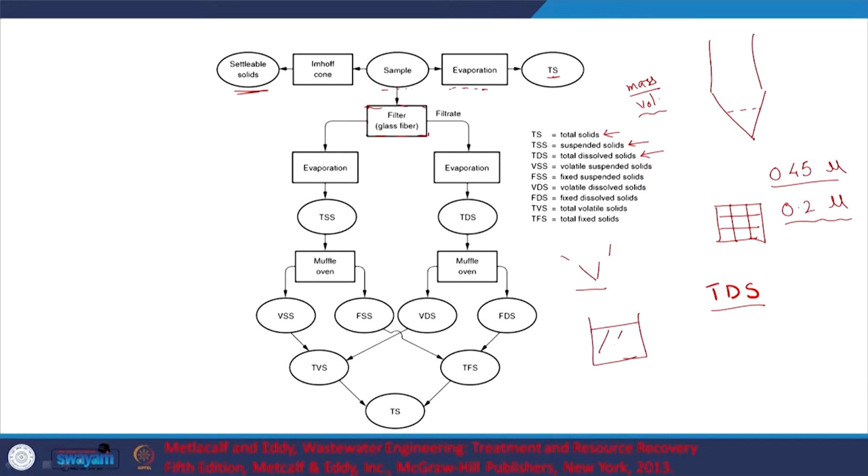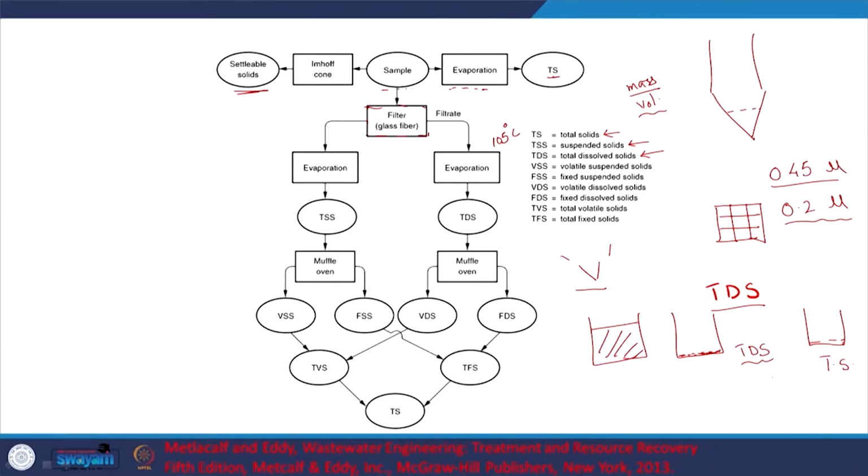I am going to collect the water in a particular beaker, right. So, this I will put in an oven at a temperature of around 105 degrees centigrade, or 100 degrees centigrade, and I will let the water evaporate out. At the end of, let us say, a day or the relevant period, I will just be left with the total dissolved solids, right. Obviously, if I did not filter it, I would have just gotten total solids, right. This way I will get the total dissolved solids, right.